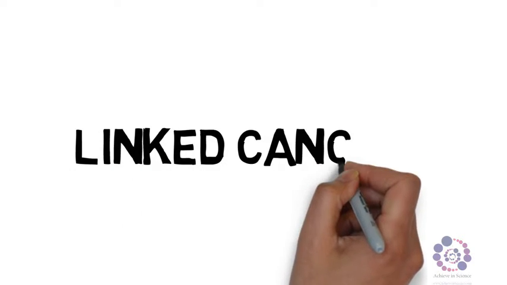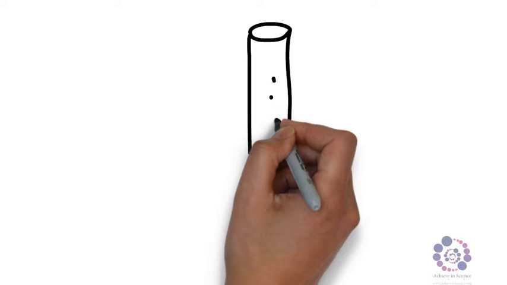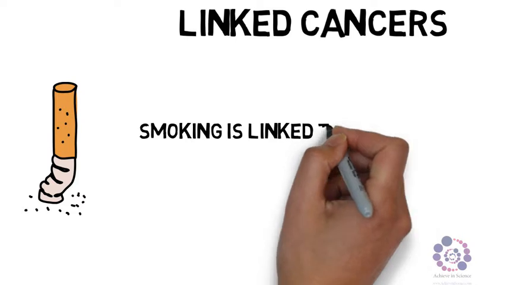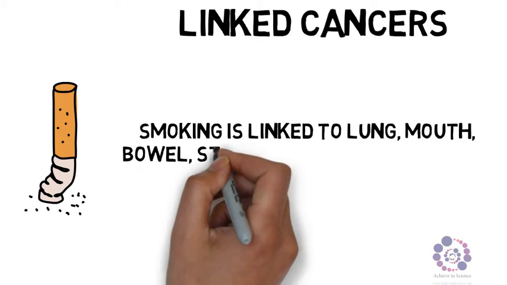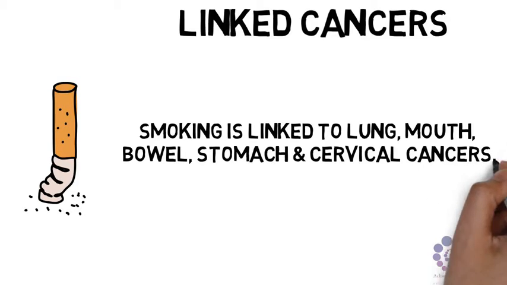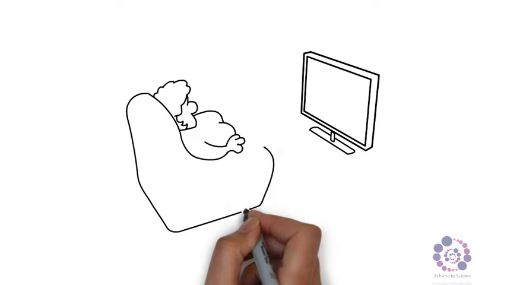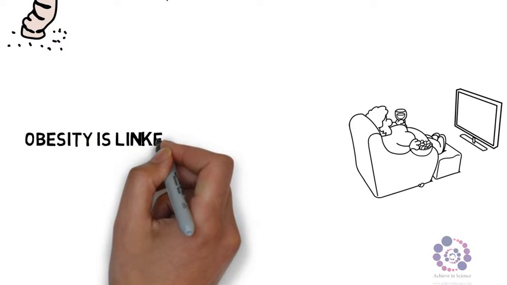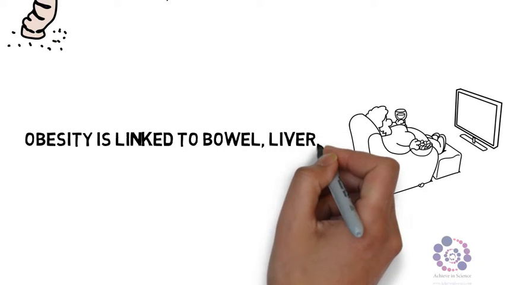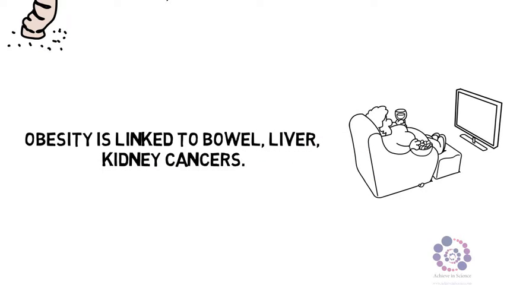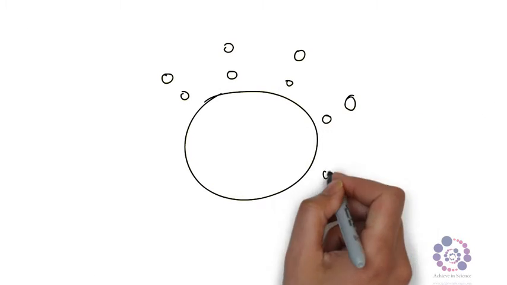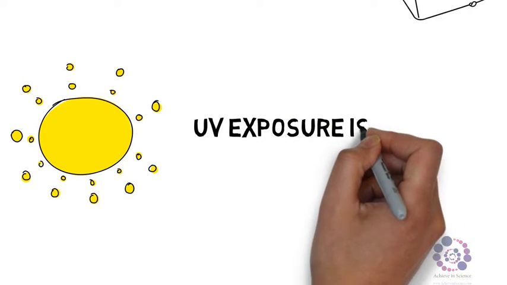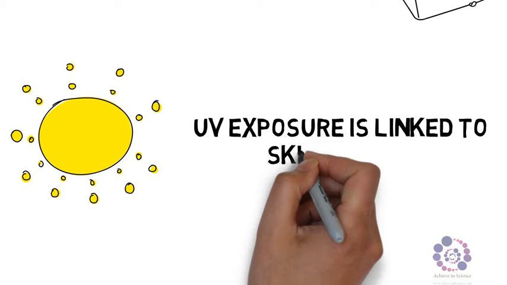Well, let's have a look in a bit more detail at these then. So we've got some risk factors, but what are the cancers linked to them? Well, with smoking, it's to do with lung cancers, because you're breathing in that smoke. You've got mouth cancers, bowel cancers, stomach and cervical cancers. With obesity, the common linked cancers include bowel cancer, liver cancer and kidney cancers. With overexposure to UV rays and spending too much time out in the sun, this is linked therefore to skin cancers.